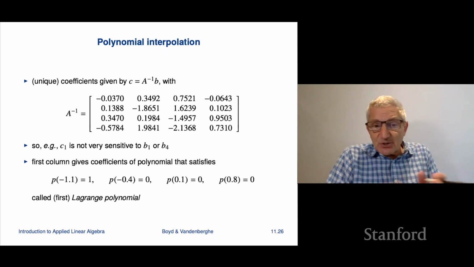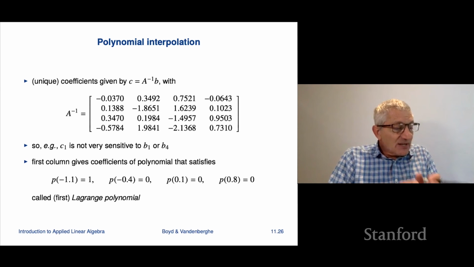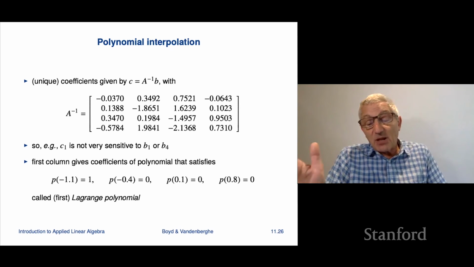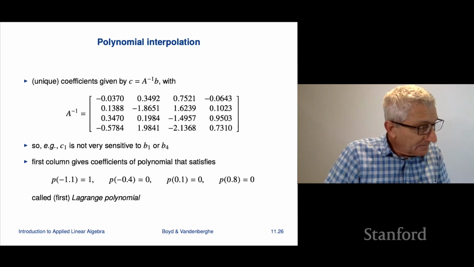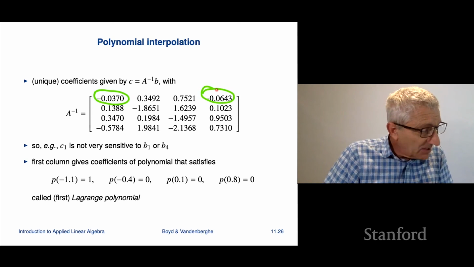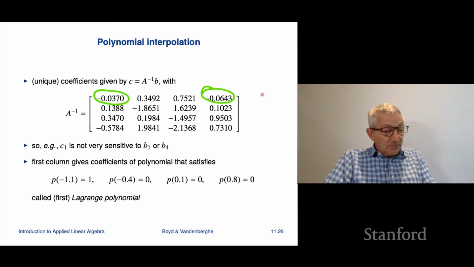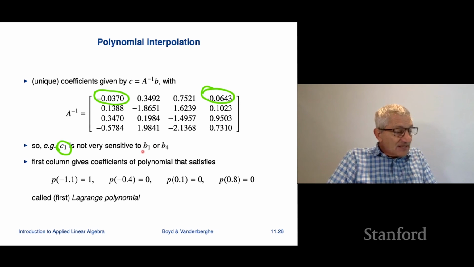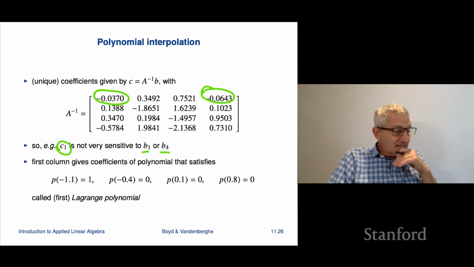So what's the interpretation of A inverse? A inverse maps B, the values that your polynomial should take at these 4 points, into the coefficients C. For example, we notice that these are the smallest entries in the whole matrix. Over here I would put B, and this would give me C. So what this means is that the first coefficient is not very sensitive to what B1 or B4 is. Well, who knew? But it's true. That's what this says.